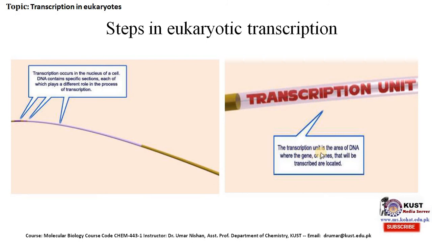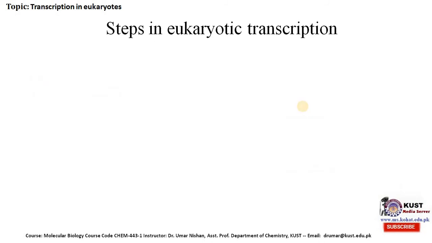Transcription unit. The transcription unit is the area of DNA where the gene or genes that will be transcribed are located. This is important to understand, like we had talked about before, that the process of transcription is not a futile process. It's not that something is randomly transcribed. No, it depends on the needs of the cell, the needs of the body. It is a very well planned process. So the transcription unit is the only region that is transcribed. It's not the whole DNA that is going to pass through the process of transcription.